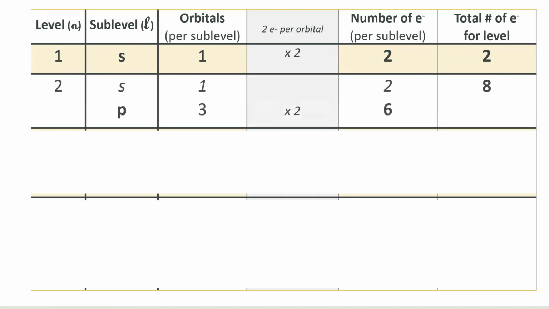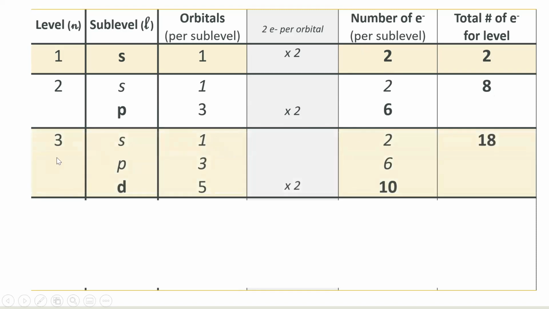Level 2 has sublevels S and P. Once again, S has 1 orbital. P has 3. You can put 2 electrons in every orbital. So S can once again hold 2, and P can hold 6, because 2 plus 2 plus 2, 2 in every orbital, is 6 total. Add these together, we get that level 2 can hold up to 8 electrons.